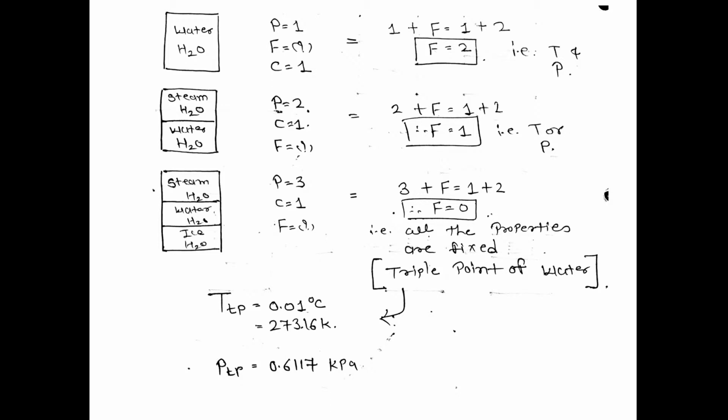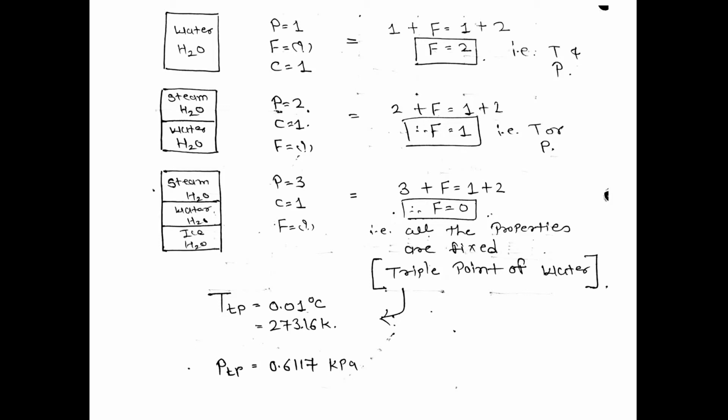Now if there are two phases, steam also H2O and water also H2O, meaning the composition is the same, that is why the composition C is always taken as 1 over here. C is 1, P is equal to 2. There are two phases, and the degree of freedom F is equal to 1 in this case. So if two phases of water are available, then we can define it by only one property. It could be the temperature or it could be the pressure. Only one is enough to define that.